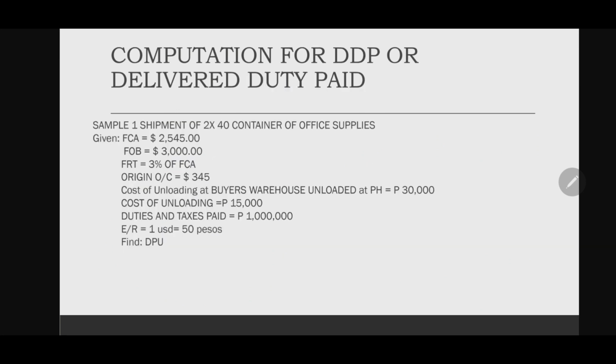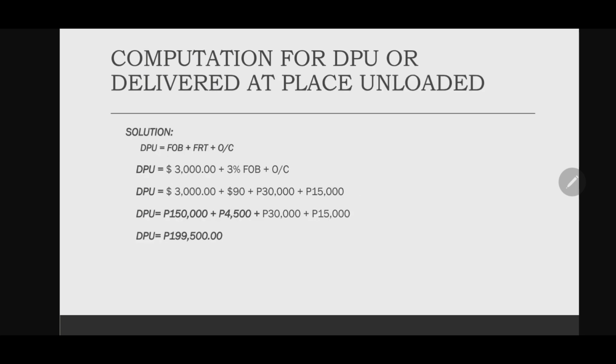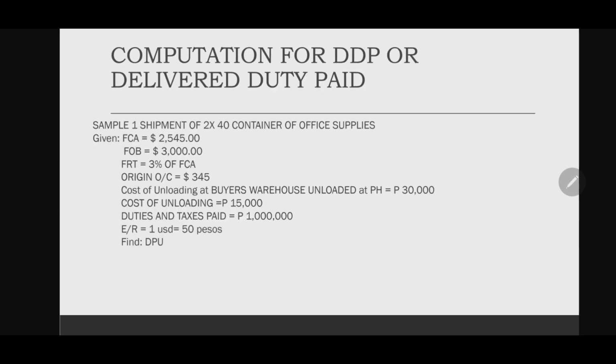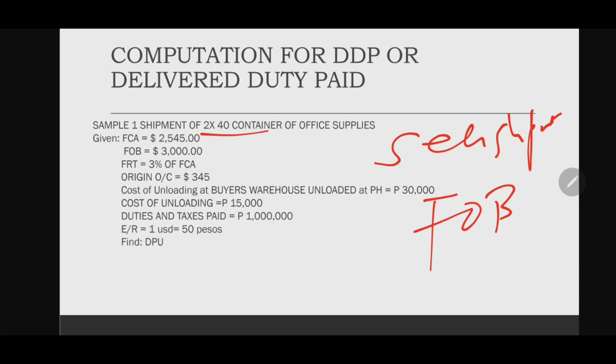Now, the last and the final formula for the D group is the DDP. Okay, so again, this is a 2x40 container, meaning it's a sea shipment. So we're gonna use your FOB value. Okay? So 3% of FOB is your freight.